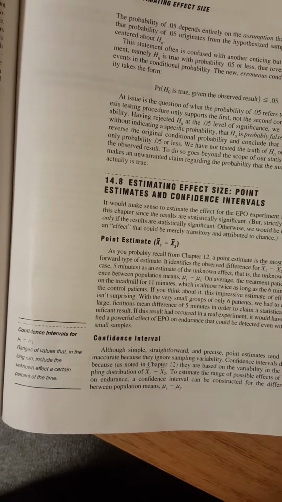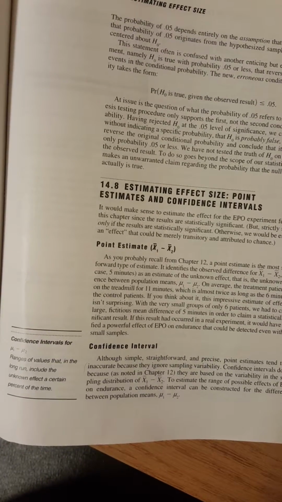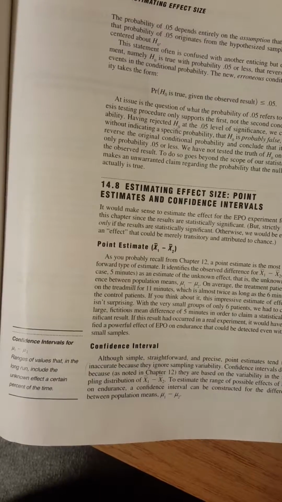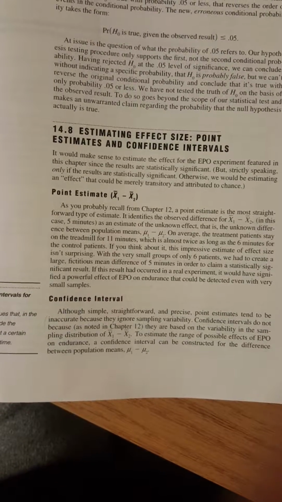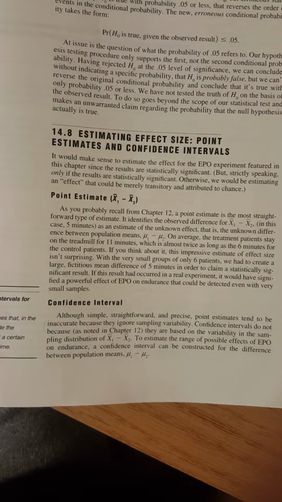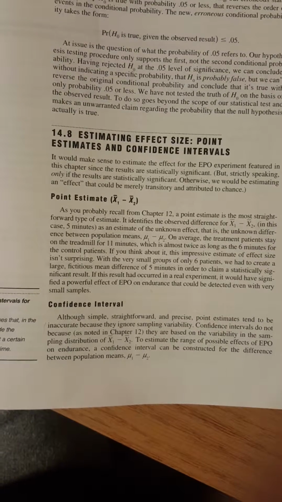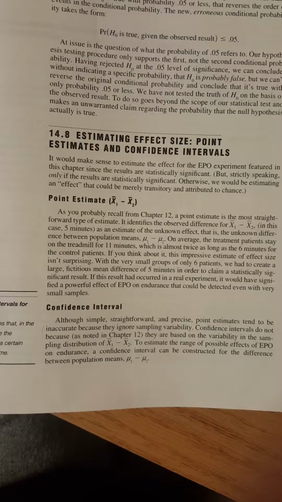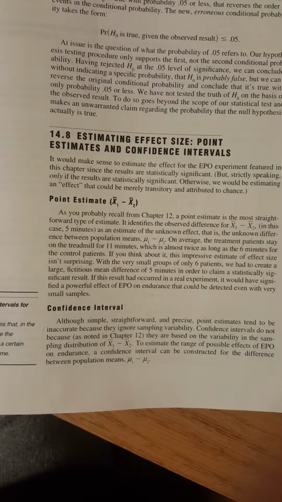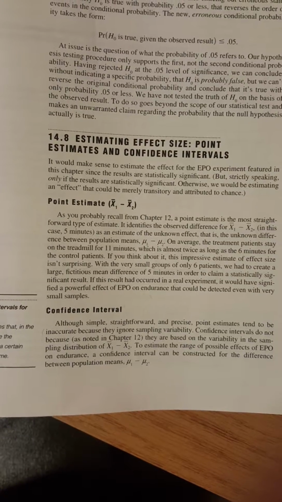Confidence intervals for mu1 minus mu2. Ranges of values that in the long run include the unknown effect a certain percent of the time. Although simple and straightforward and precise, point estimates tend to be inaccurate because they ignore sampling variability. Confidence intervals do not, because they are based on the variability in the sampling distribution of x bar 1 minus x bar 2.